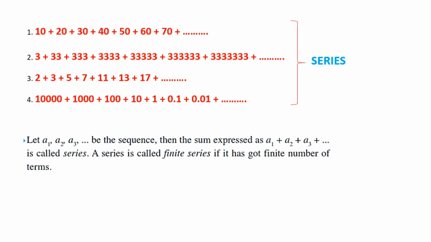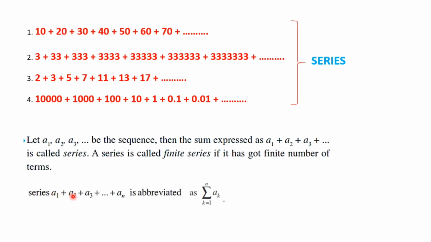As before, how we defined in sequence, in series also there are finite series and infinite series. Means a series is called finite series if it has got finite number of terms. Means the number of terms are countable, then we can say that it is a finite series.